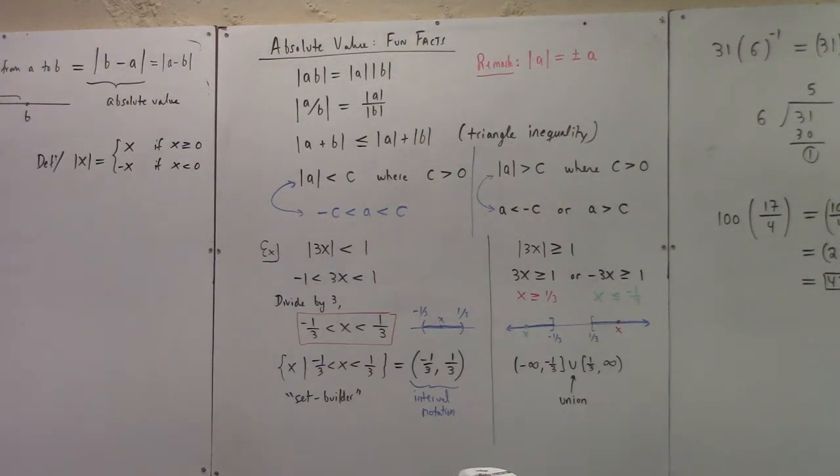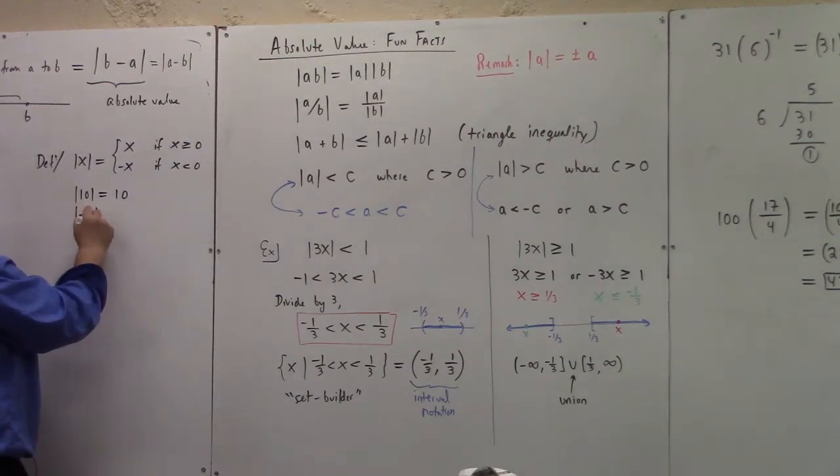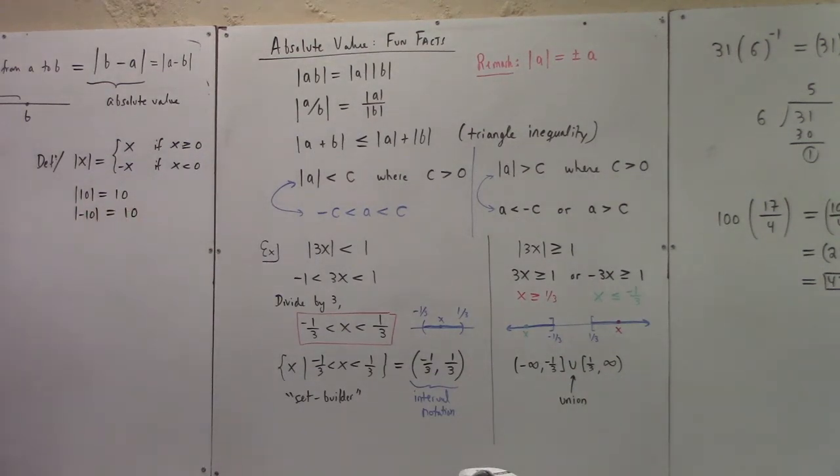I can express that glibly as saying the absolute value of x is plus or minus x, where the plus or the minus is chosen to force the absolute value of x to be either positive or 0. So by construction, absolute values are non-negative. Like absolute value of 10 is 10, right? Absolute value of minus 10, still 10, right?